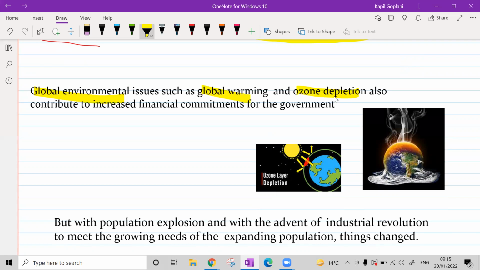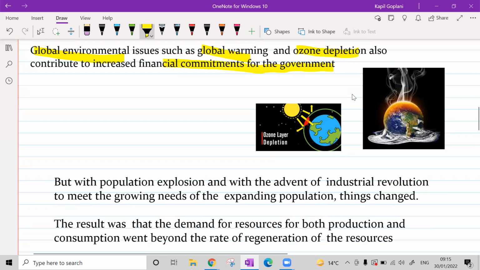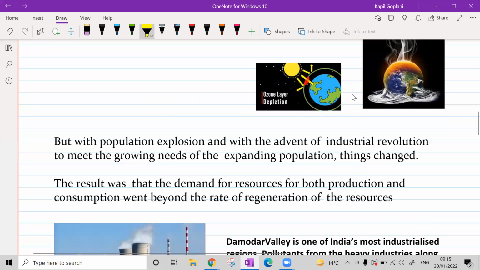So global environmental issues have increased, and they need what? They need financial commitments from the government. As far as COVID is concerned, government has started vaccination campaigns and various centers for COVID. So they are focusing on that, but they are not focusing on global warming and ozone depletion. Now, what is the reason for this? The reason is population explosion. As you can see, India is the second largest country in terms of population. So that's why we are facing resource depletion and environmental degradation.